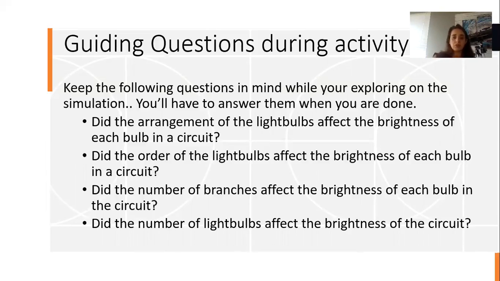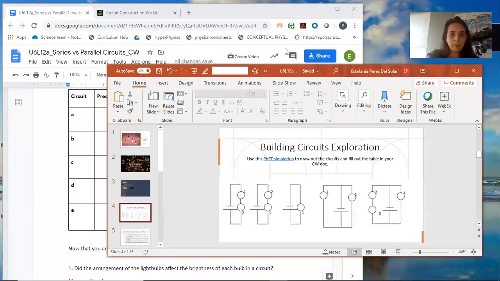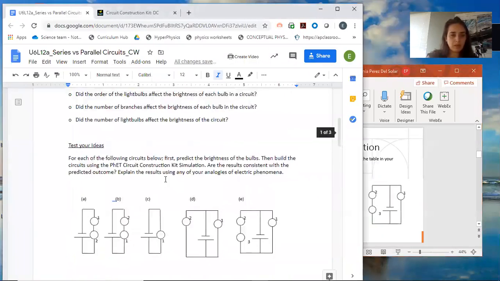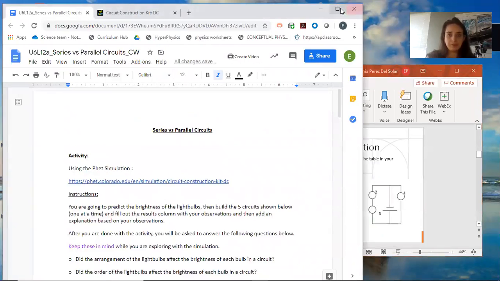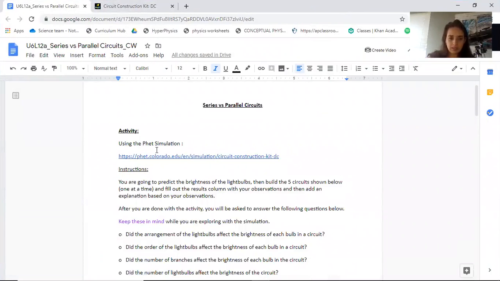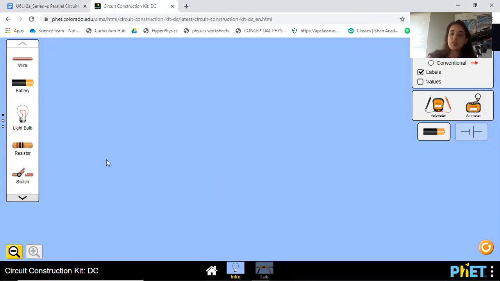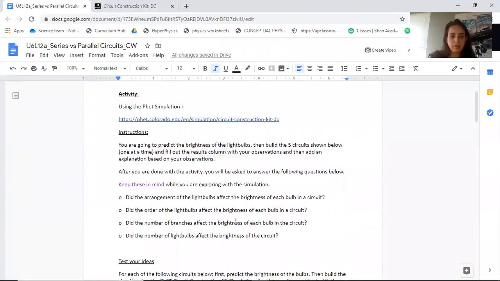Right, so now let's go to your classwork document and see exactly what you need to do today. Okay, so here is our classwork document. You are going to click onto this link, and it will bring you to this simulation. I'm going to clear this. So this is familiar for you already. We've already used this a few times this unit.